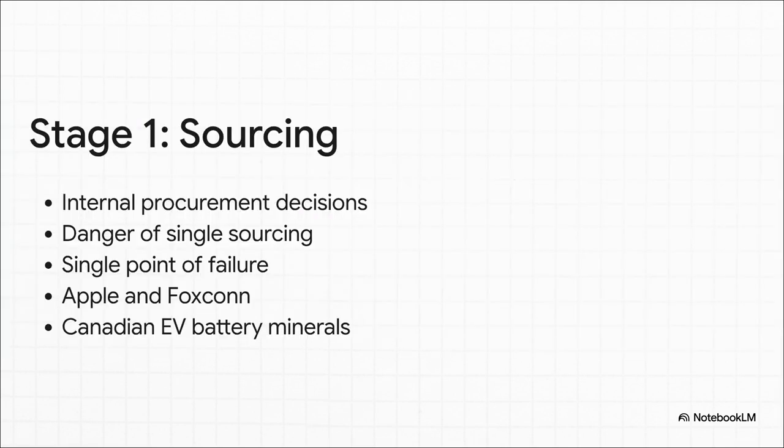Stage 1 is all about inbound sourcing, focusing strictly on internal procurement strategy. Now, single sourcing from one vendor might get you some sweet administrative ease and massive volume discounts, but put on your expert lens for a second. It creates a catastrophic single point of failure. Think about Apple's historic reliance on Foxconn facilities, or Canadian manufacturers who mine their own EV battery minerals but rely entirely on single-country processing in China. If that one geographic region goes offline, your entire operation stops dead in its tracks.